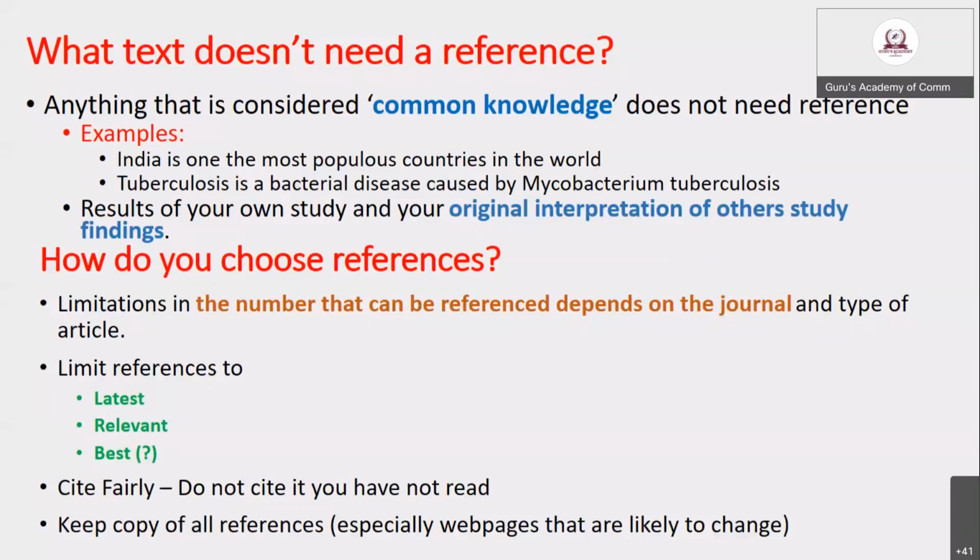Limit the references to the latest, relevant, and best. These are the three criteria you have. Latest: for example, in most studies, some references collected from more than 10 years back are given in the thesis and article. No need for this kind of activity.